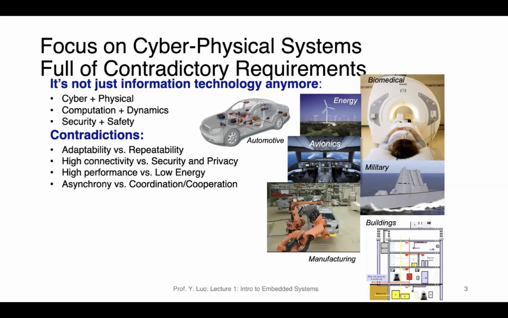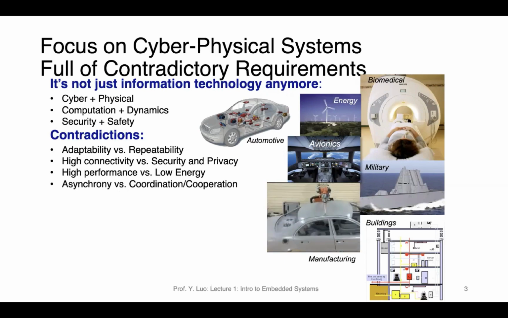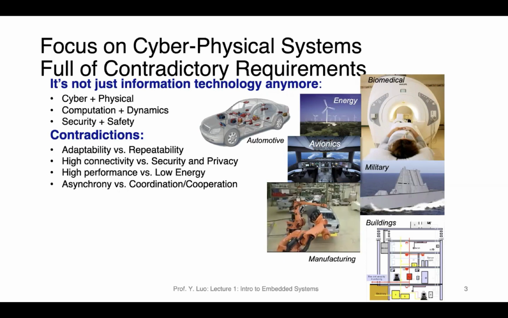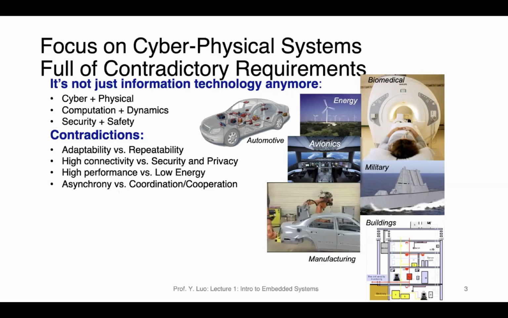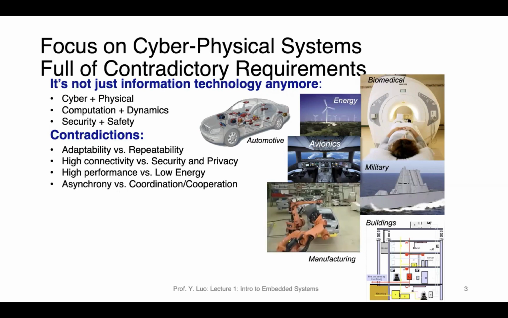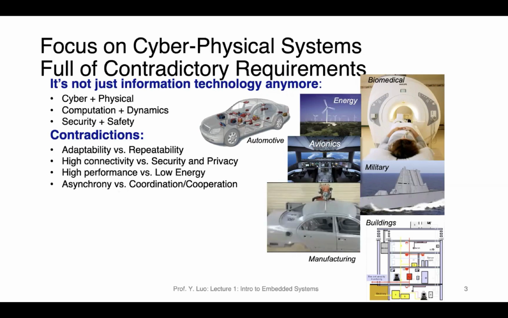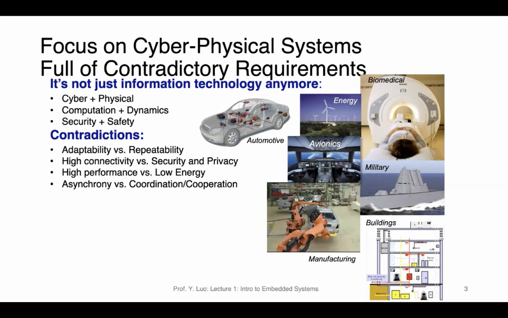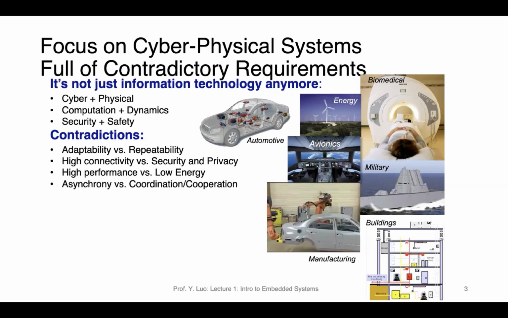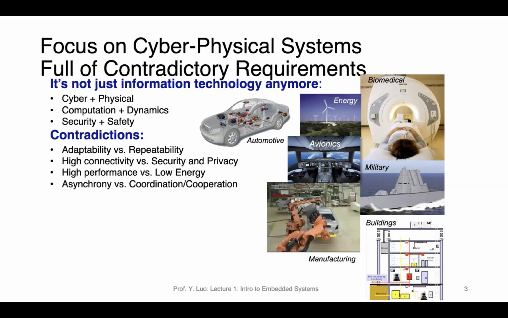Asynchronous versus coordination and cooperation. You want the system to be able to respond to asynchronous events such as interrupts, but also when you have multiple of these, you want them to work in a collaborative way. For example, if you have a group of UAVs, or unmanned aerial vehicles, or drones, then you want a group of them to be able to communicate and perform to accomplish a task together.